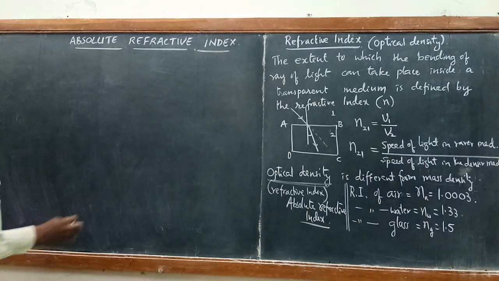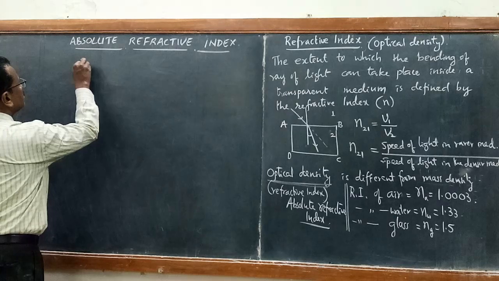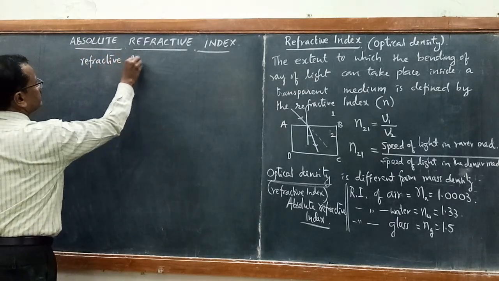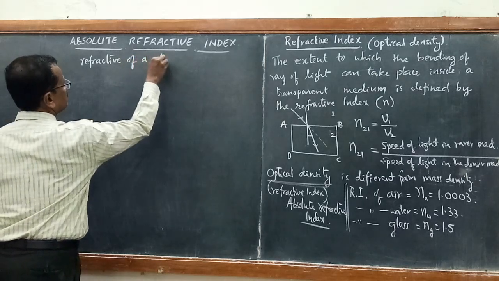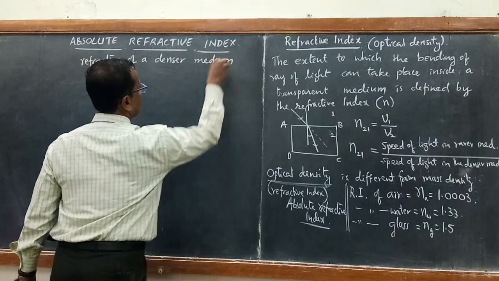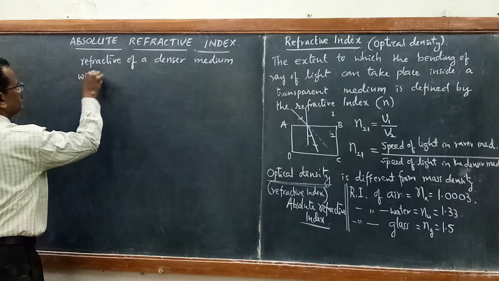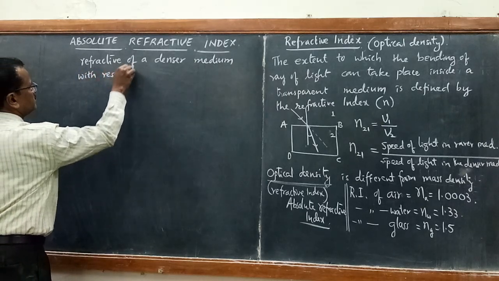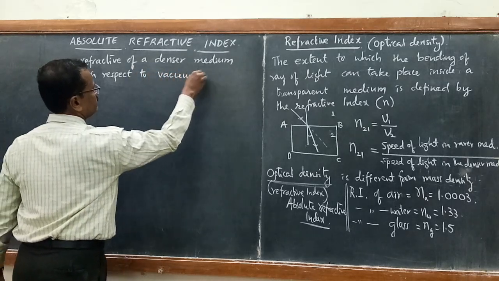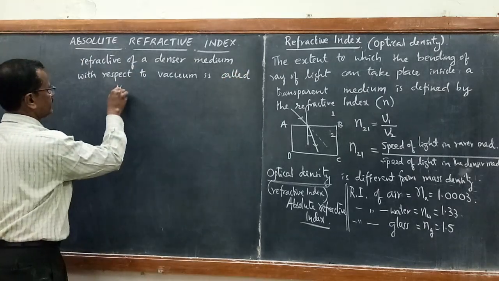So you can just write what is absolute refractive index. Refractive index of a denser medium with respect to vacuum is called absolute refractive index.